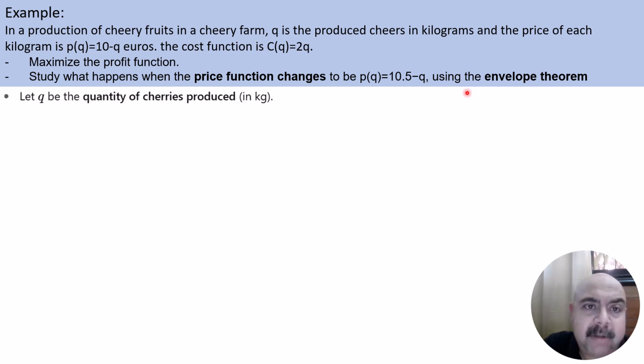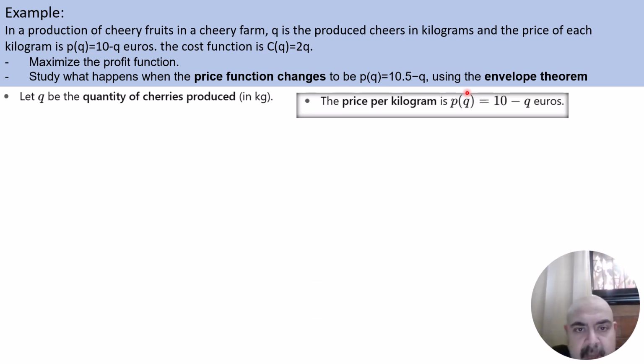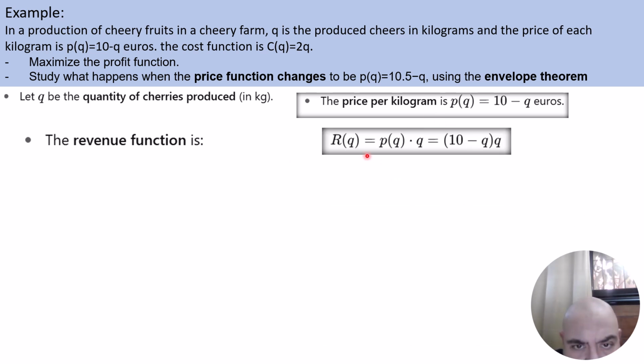First of all, let's summarize everything. Q is the quantity produced in kilograms. The price is 10 minus Q euros. That means the revenue function is simply the price times the quantity, which is 10 minus Q times Q. So that represents the revenue function. Here I am formulating the problem, I'm not doing the optimization, I'm building the function that I will optimize from scratch. So that's 10 minus Q times Q, and the cost function is also given, which is 2Q.